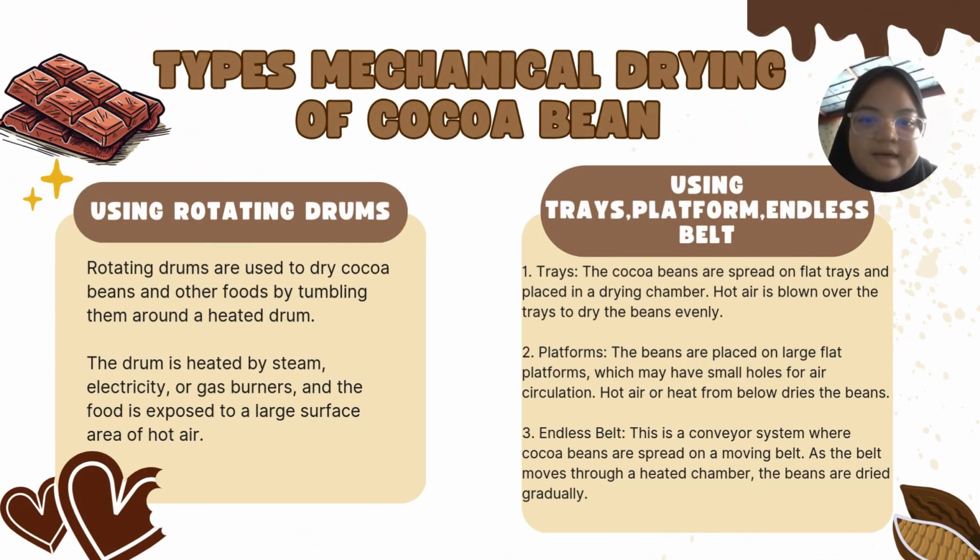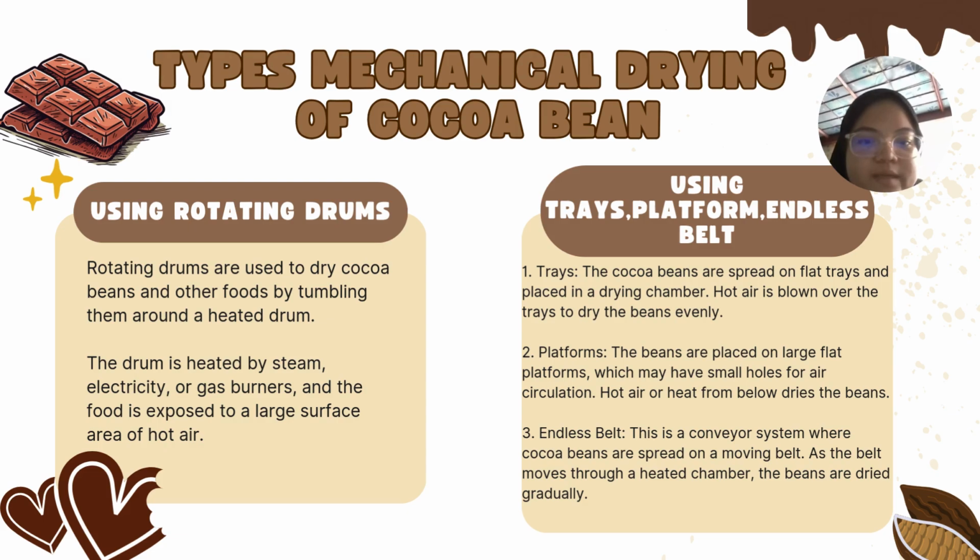Types of mechanical drying of cocoa bean. The first one is by using a rotating drum. Rotating drums are used to dry cocoa bean and other food by tumbling them around a heated drum. The drum is heated by steam, electricity, or gas burner, and the food is exposed to a large surface area of hot air.